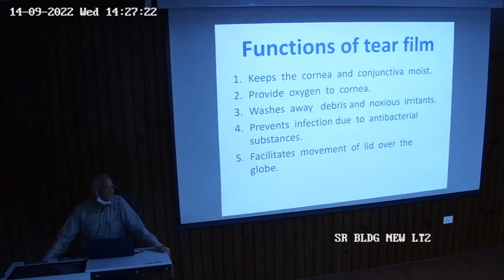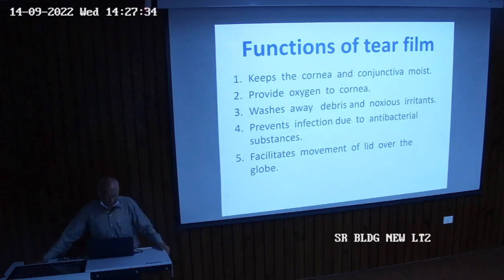Then there are certain functions of the tear film. It keeps the cornea and conjunctiva moist so that there is lubrication and no dryness. It provides oxygen to the cornea. It washes away debris and noxious irritants. It is a protective layer and prevents infection due to antibacterial substances. So it is antibacterial also.